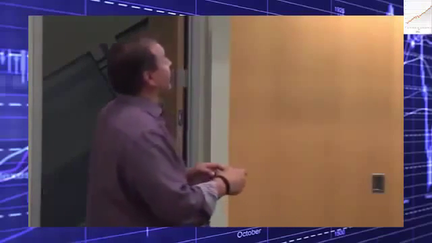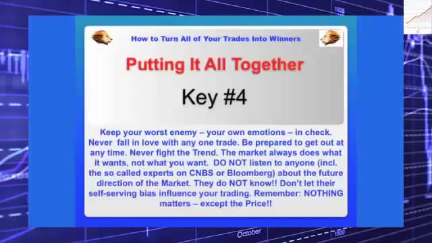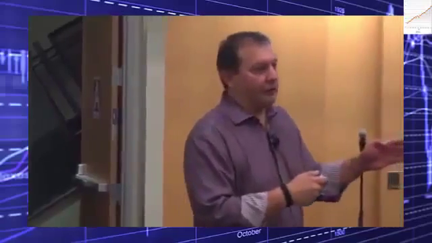way I know. If you're trading manually, keep your worst enemy, which is your own emotions, in check. Never fall in love with any one trade that you place. Be prepared to get out at any time. Never ever fight the trend. Always try to trade in the direction of the trend. Not like I was doing, jumping in regardless of where the direction is going.